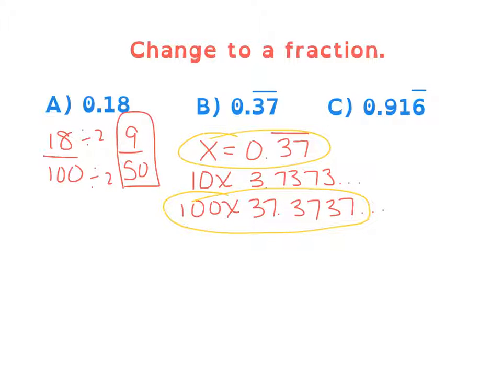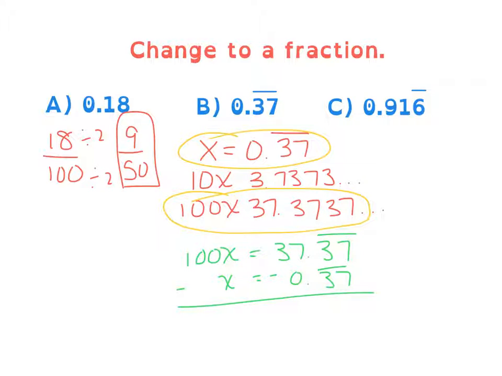And when I use algebra, I'm going to line them up. I'm going to be putting the bigger one on top. So 100x equals 37.37 repeating, and x equals 0.37 repeating. Then what I'm going to do is I'm going to subtract these two equations. So I'm going to subtract 100x minus x, 37.37 minus 0.37.